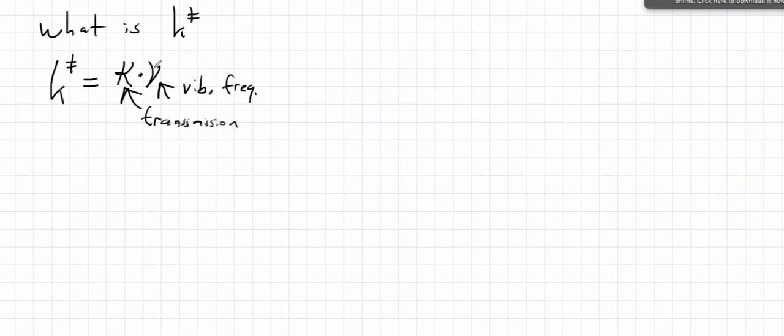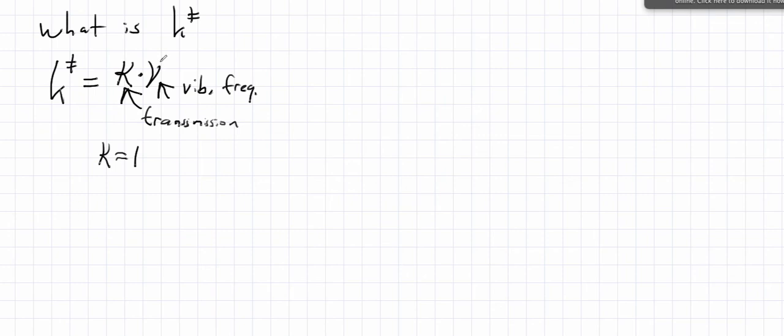So if you have to vibrate several times along the reaction coordinate before the bonds snap and you go on to products, kappa would be less than 1. On the other hand, if every vibration that the transition state made along the reaction coordinate resulted in product, then kappa would be equal to 1. So we're going to assume that kappa is approximately equal to 1.